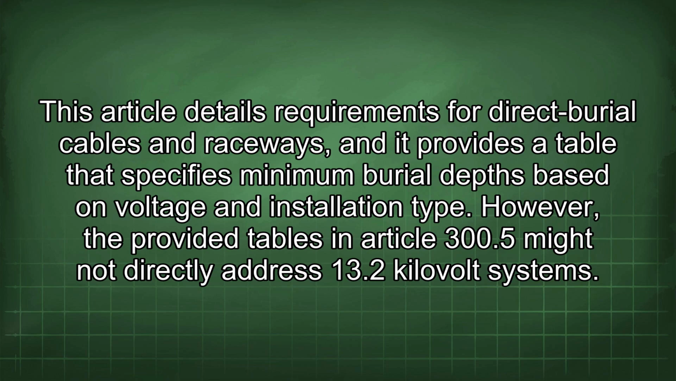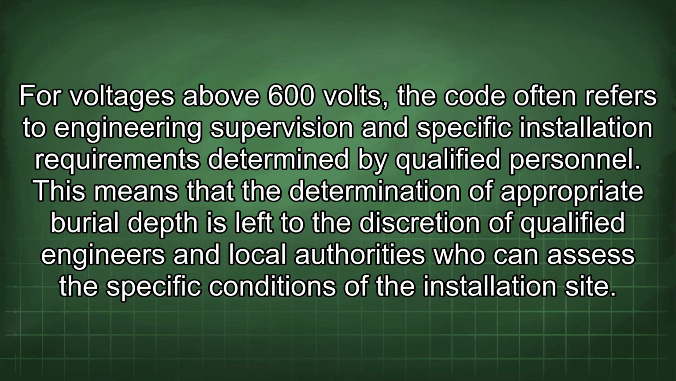However, the provided tables in Article 300.5 might not directly address 13.2 kilovolt systems. For voltages above 600 volts, the code often refers to engineering supervision and specific installation requirements determined by qualified personnel. This means that the determination of appropriate burial depth is left to the discretion of qualified engineers and local authorities who can assess the specific conditions of the installation site.